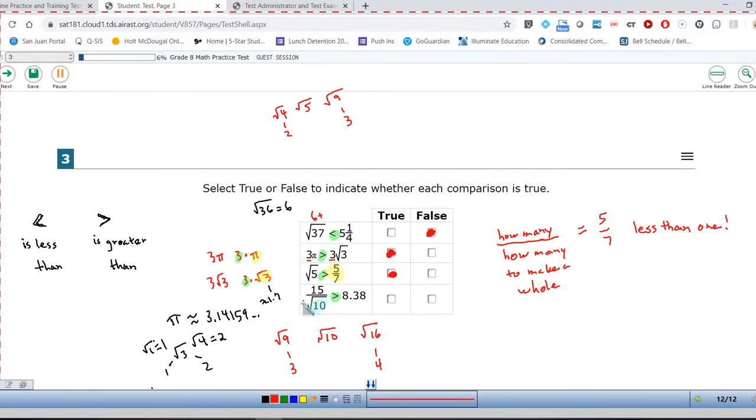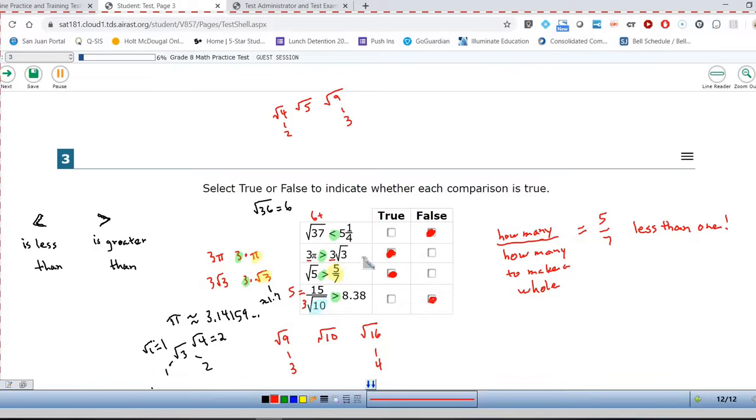So let me ask you, if we just estimate, what's 15 divided by 3? 15 divided by 3 is what, guys? It's 5, right? So this number is actually going to be a little bit smaller than 5 because what we're dividing by is a little bit bigger than 3. So a number a little bit smaller than 5 is greater than 8.38? I don't think so. All right, so there we go.